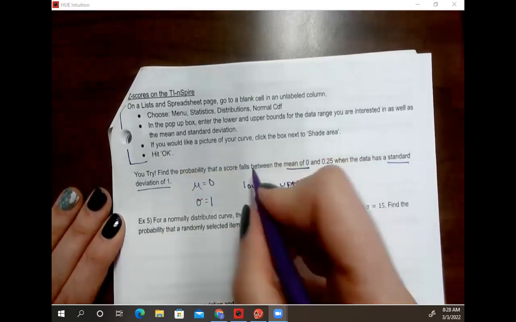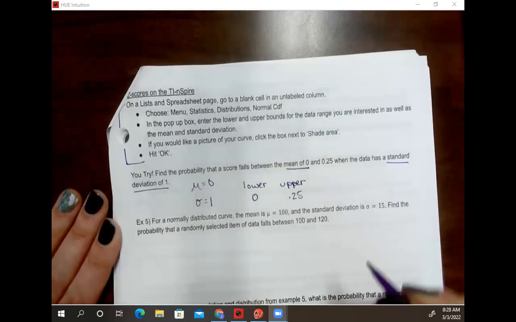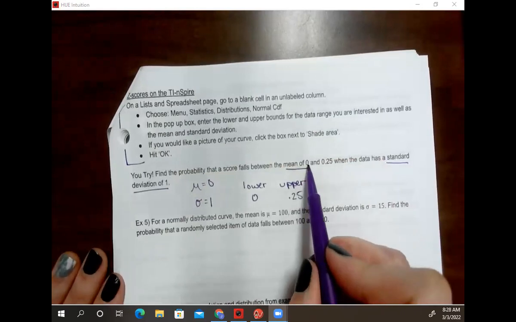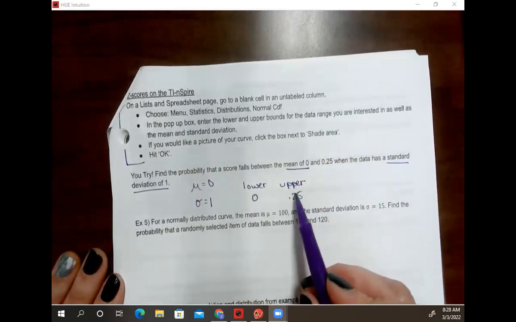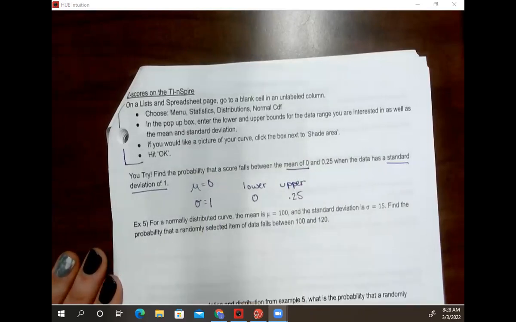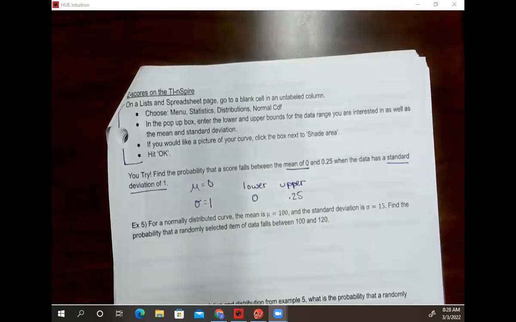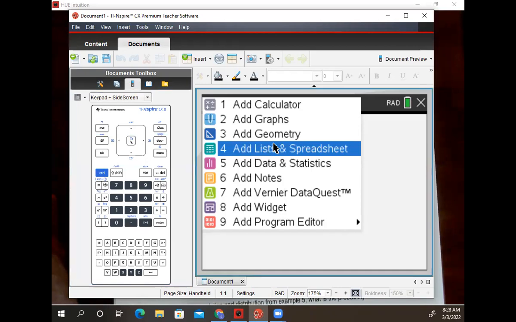My lower value is 0. My upper value is 0.25. It says I want to find the probability that I'm between 0 and 0.25. So 0 is my lower value, 0.25 is my upper value, okay? The 0 value is also my mean for this problem. That's okay. So let me pull up my calculator here, and I'm following the directions at the top of page 23. So I'm going to go to a list and spreadsheet page.